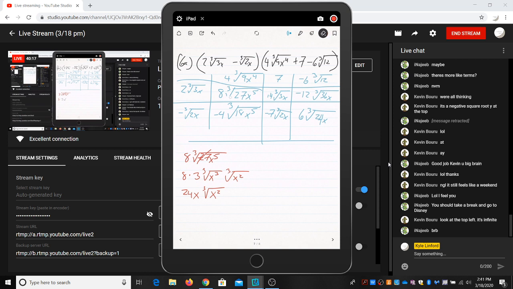Let me see if I can clear some space here, and we'll rewrite this simplified version in its place. So we have a 24x cube root of x squared. Now, we can go through and quickly check the next few. For example, 14 and the cube root of 3x. 3 is a prime number. It's not going to factor down. And same thing with x, so it's not going to have a cube root. So that's going to stay as it is. Same thing with the cube root of 2x. That's not going to break down at all. So we'll leave those as they are.